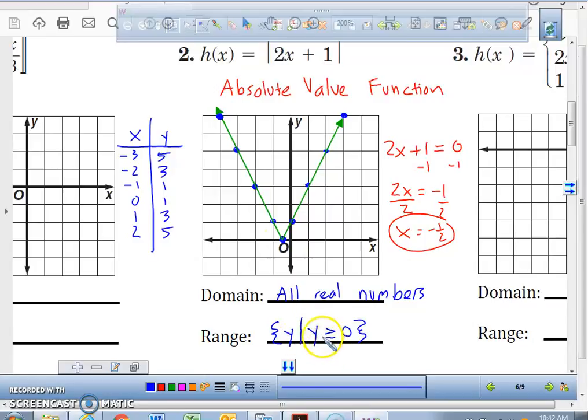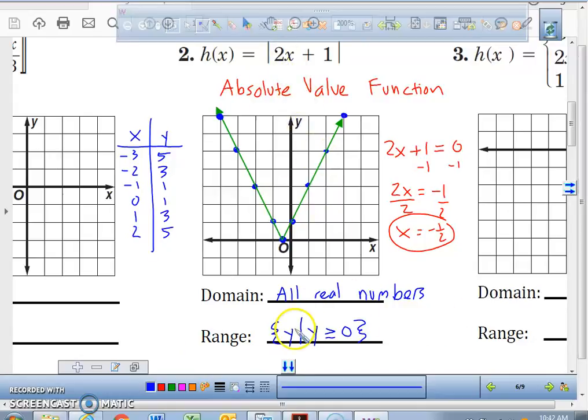I'm going to read it once again. This means the set of. This means the y values. This line means such that y is greater than or equal to zero. And then you close it. And what kind of notation do we call that? Set builder notation. All right? That's the range. Sorry, that's the range. The domain is easy, just all real numbers. So when you guys are doing absolute value, the domain's going to be all real numbers. The range is going to be dependent on where it's opening. Is it opening up or is it opening down?